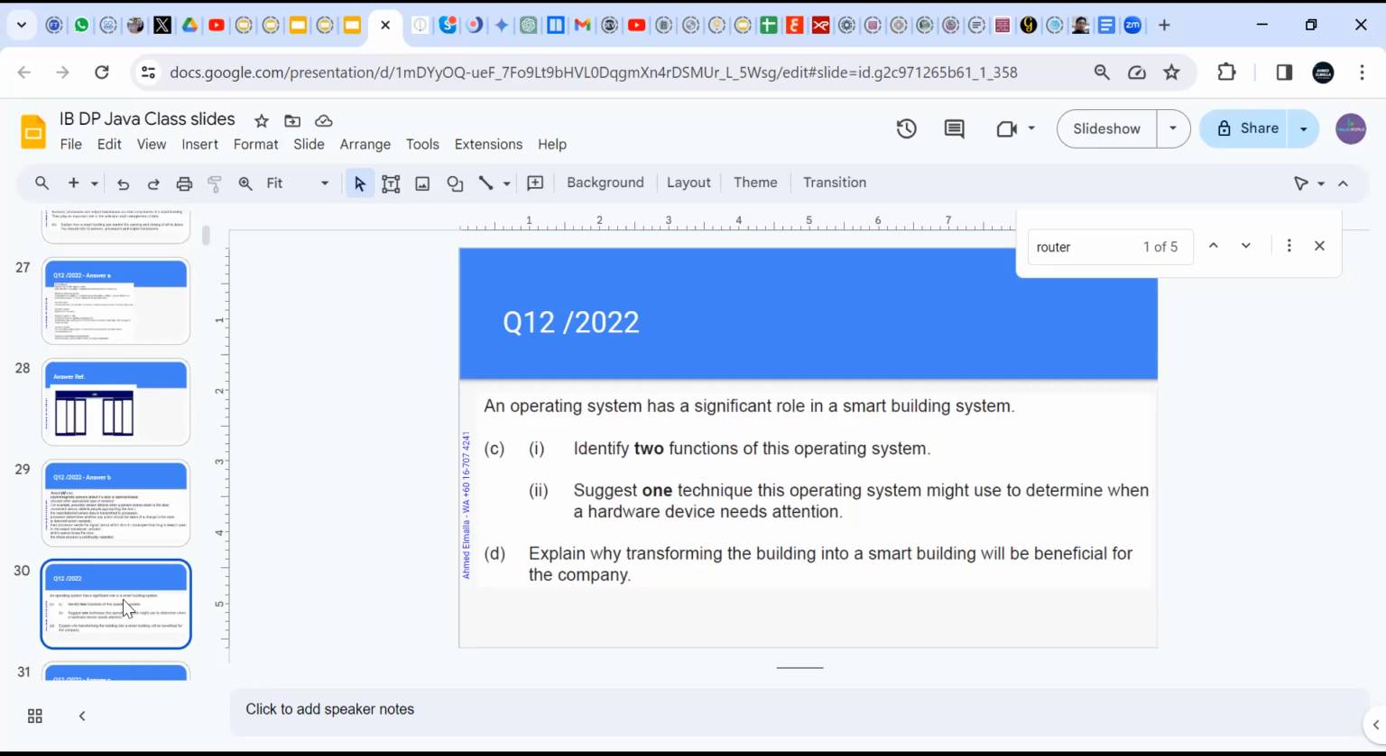So I would say, okay, this needs to be a complete answer to be able to get the full mark for it. So I will explain that in detail. But first, give me a suggestion for one technique that this operating system might use to determine when a hardware device needs attention. Polling. Okay, what else? Interrupts. Okay, what's the difference between polling and interrupt?